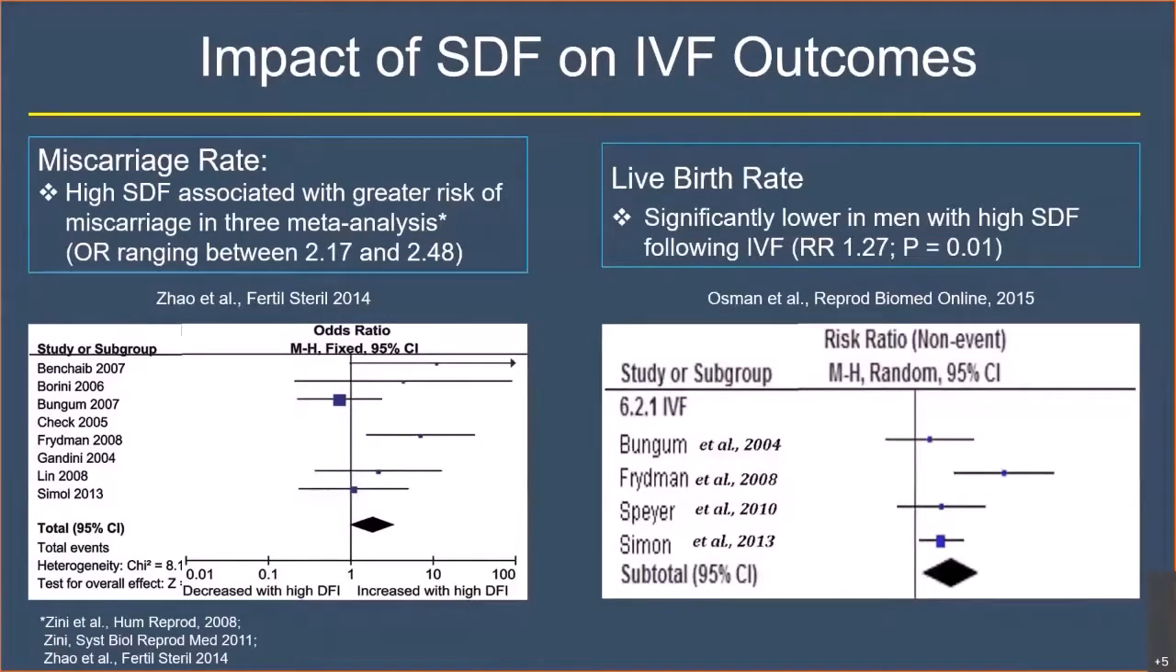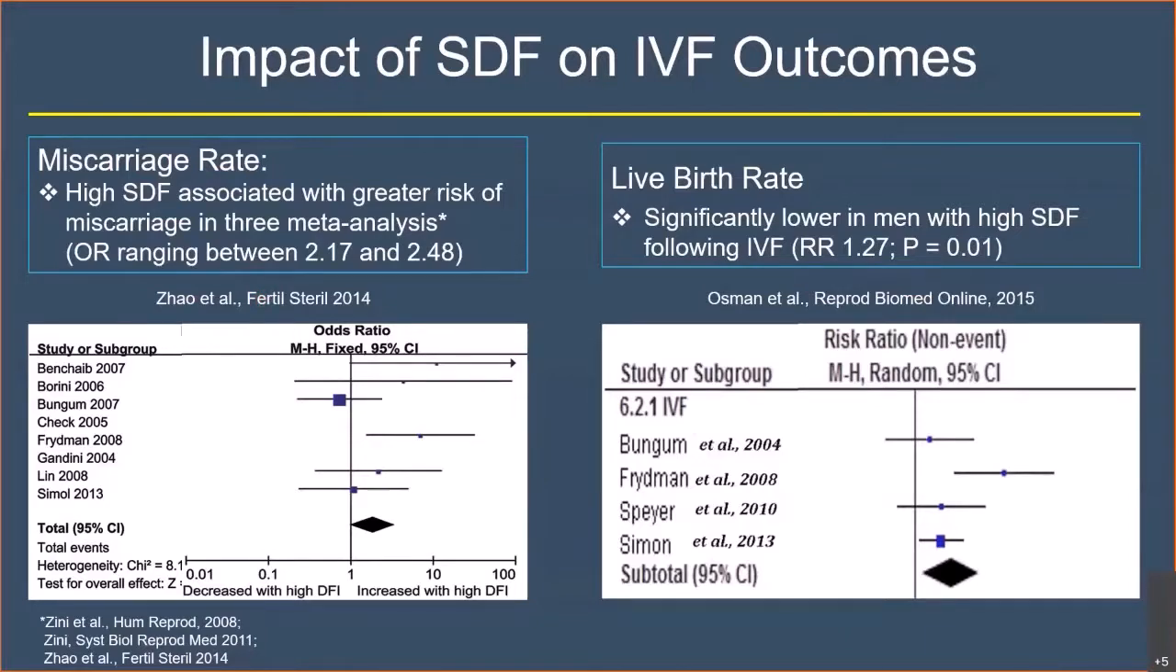Also, when IVF was performed, miscarriage rate was reported to be associated with high levels of SDF by 3 different meta-analyses. Here at the bottom, you can find the references, while on the left side, I reported just as an illustration the forest plot by Zhao et al. published in 2014.